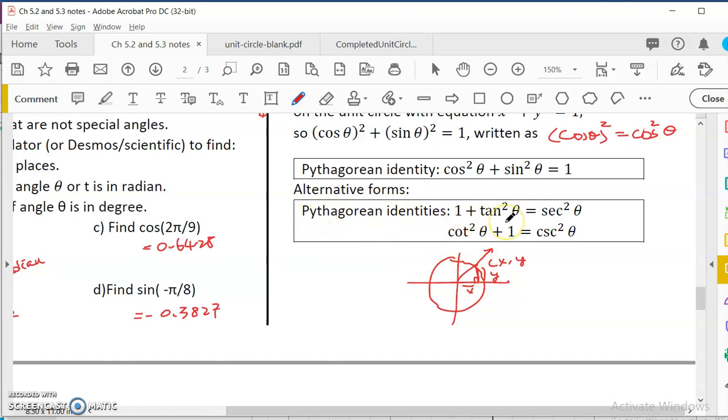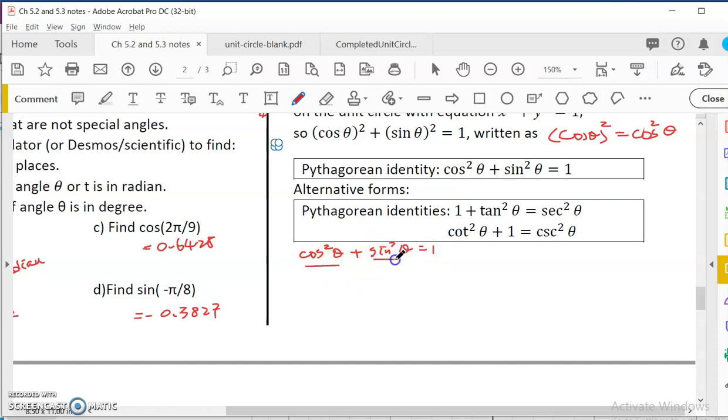And then we can also have something called the alternative forms of the Pythagorean identity, and they are very useful. 1 plus tangent square is equal to secant square, and cotangent square plus 1 is equal to cosecant square. How do I derive them? You derive them this way. So the main one is cosine square theta plus sine square theta is equal to 1.